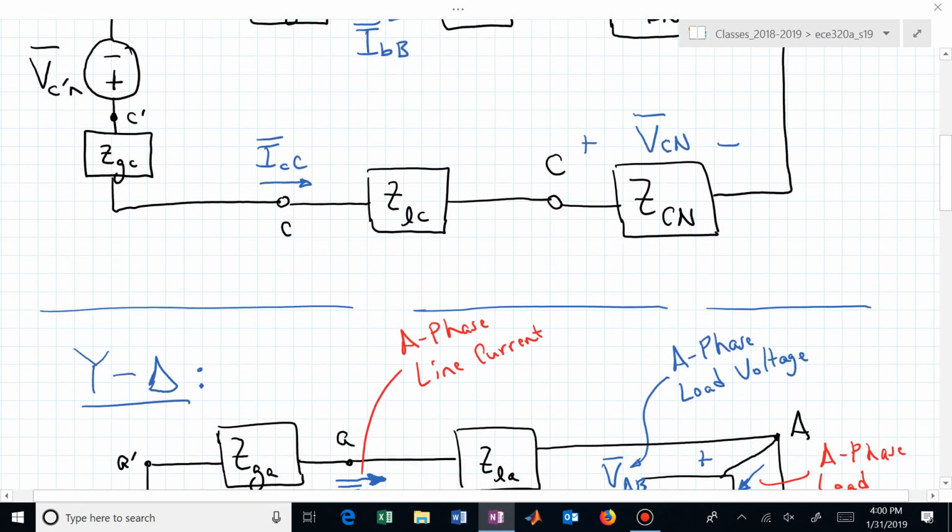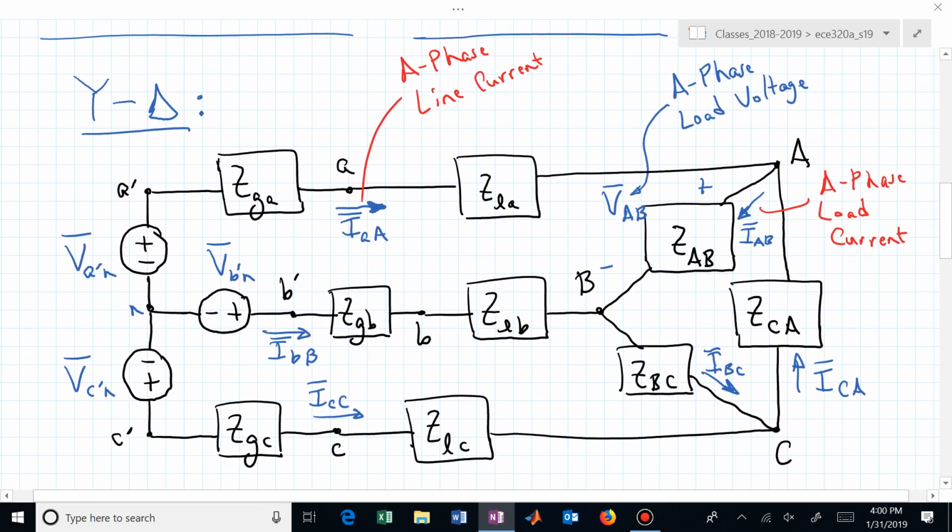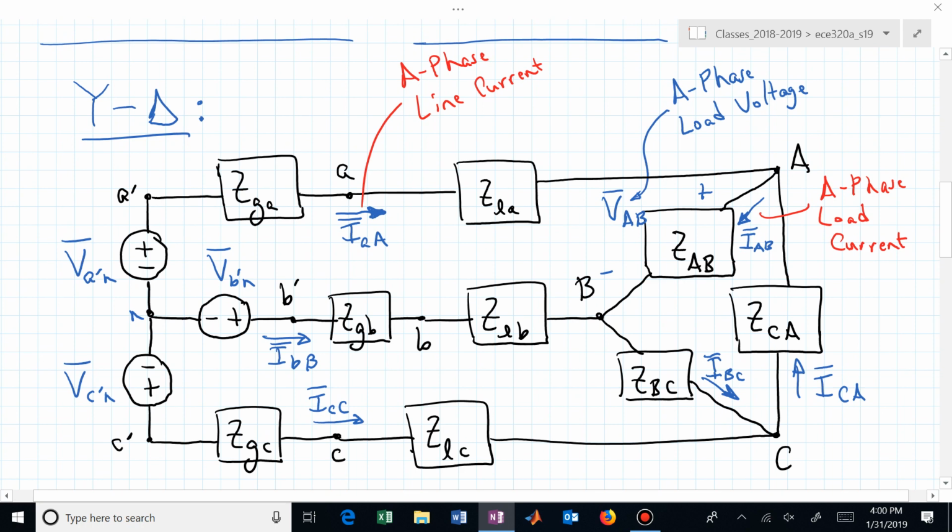And now you know what's going to happen. Here's the Y delta. The source looks the same. But now what happens down here at the load? Do you see that you now have two different currents at play? And in fact, we have a little different voltage to worry about.